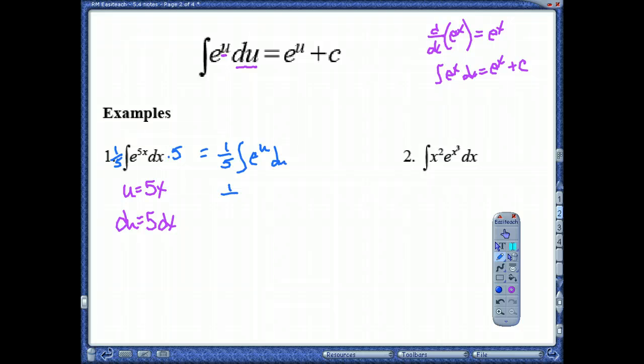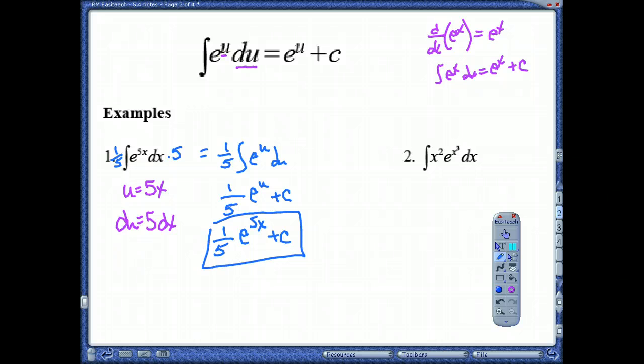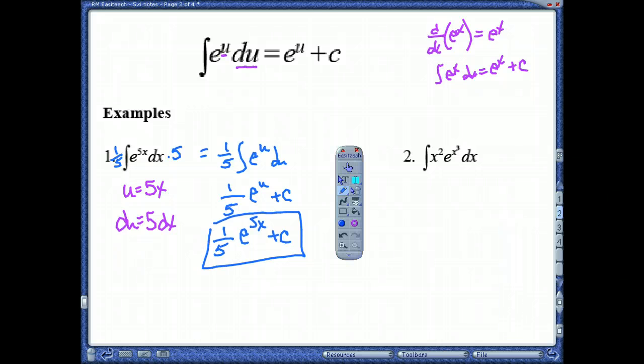Well, the integral of e to the u is e to the u. So 1/5 e to the u plus c. So I have 1/5 e to u, but what was u? It was 5x. Plus c. Okay, well that didn't seem so bad at all. Let's look at example 2.